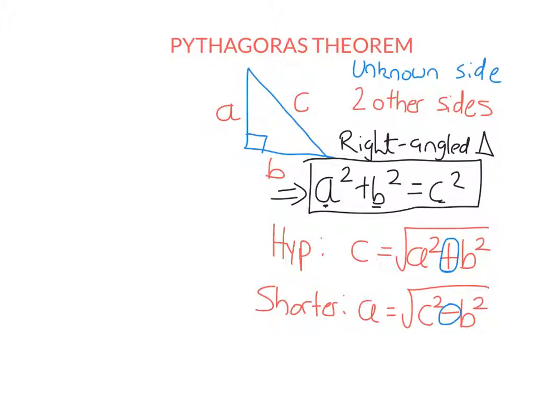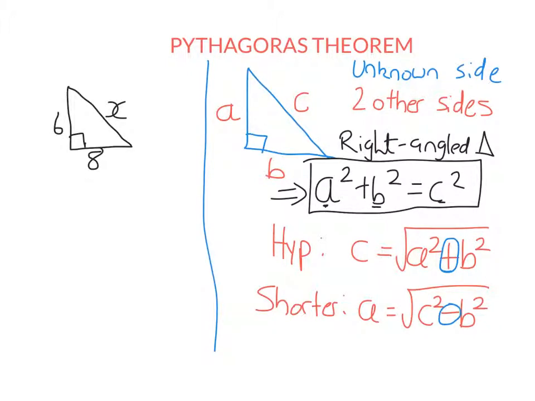Okay, let's look at a couple of examples. So let's say I have this black triangle and I want to find x. So firstly, we have to figure out, am I finding the longest side or one of the shorter sides? We don't need to get out our ruler and measure anything. That's not going to be helpful. We know it's the longest side because it's the hypotenuse. It's facing the right angle. So we can use this formula here.